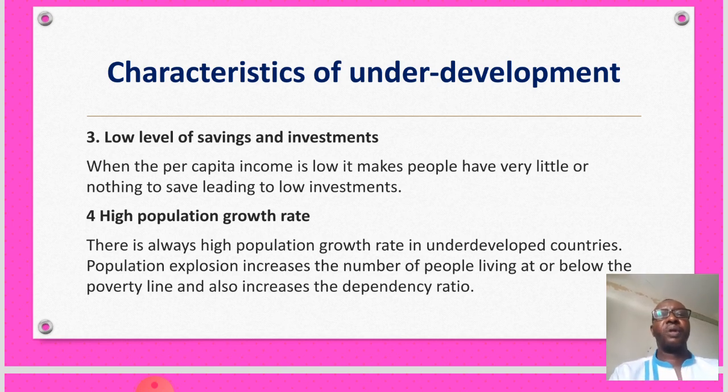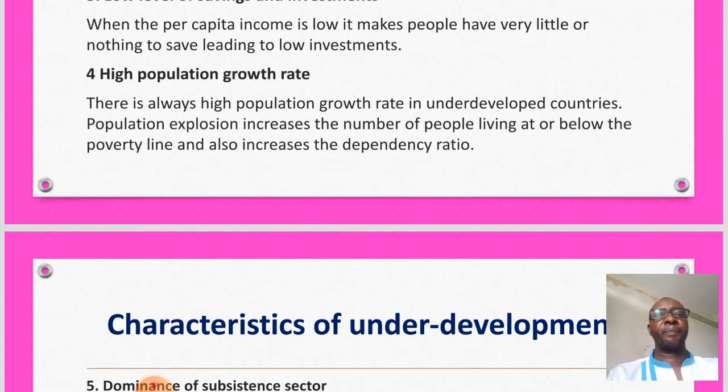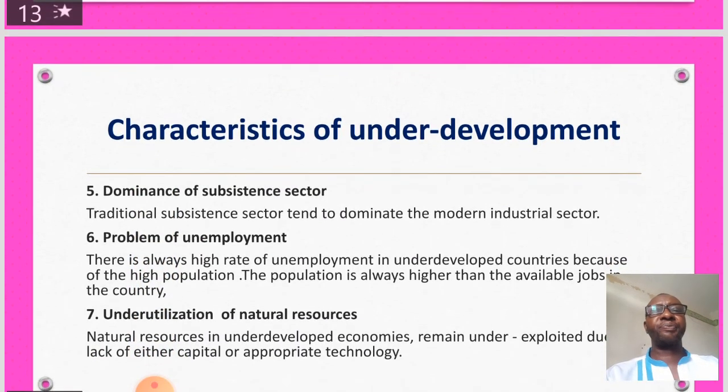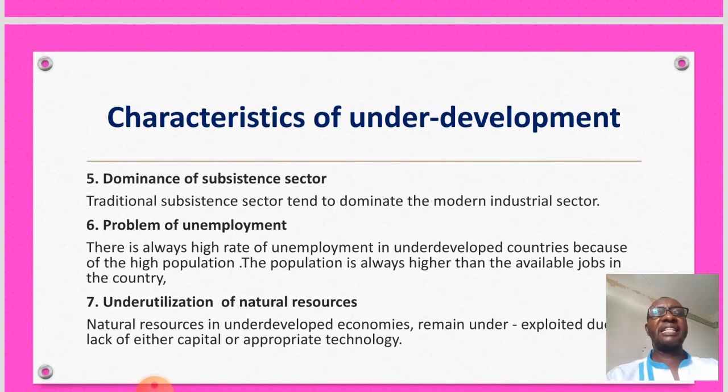Then number four, high population growth rate. There are always high population growth rates in underdeveloped countries. Population explosion increases the number of people living at or below the poverty line and also increases the dependency ratio. Number five, dominance of subsistence sector. The traditional subsistence sector, that is the small scale sector, tends to dominate the modern industrial sector.